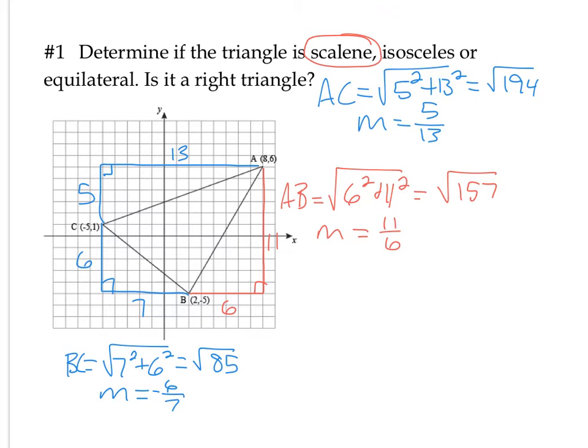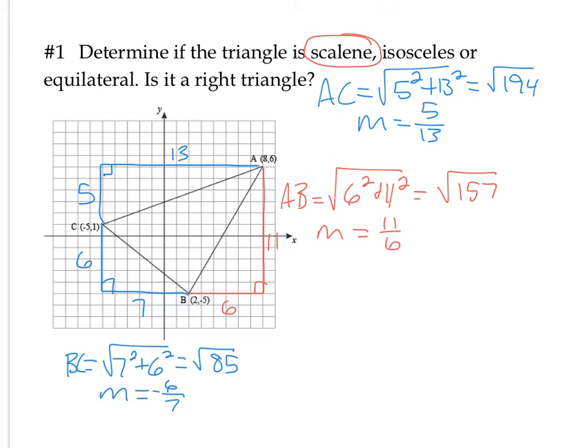And then, is it a right triangle? That's where we use the slopes. For two segments to be perpendicular, their slopes have to be opposite reciprocals, so opposite signs and reciprocals. None of these slopes are opposite reciprocals.